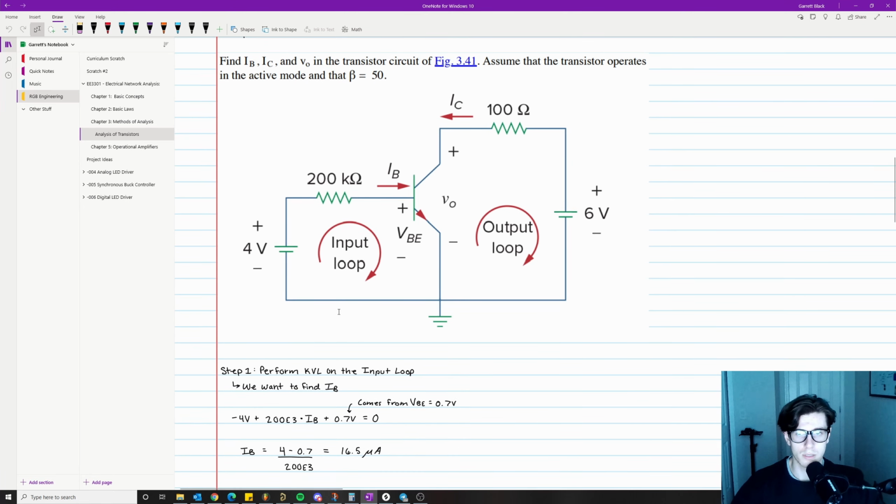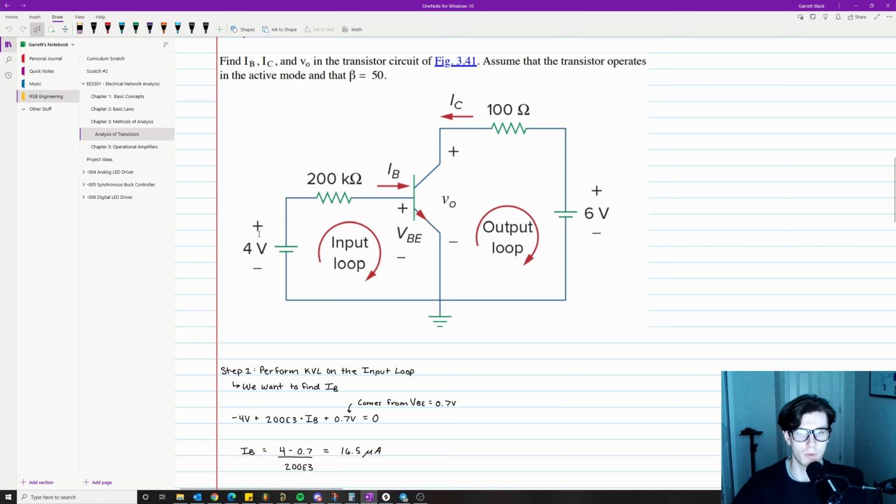Okay, so the steps of solving a problem like this: the first one is to perform Kirchhoff's voltage law on the input loop. We want to find the base current. Remember I said that the base current is the key to understanding every transistor circuit. So what Kirchhoff's voltage law on the input loop looks like is we're going clockwise. So we go minus to plus, minus 4 volts. And then this is going to be plus to minus: we have 200 kilo ohms times IB. That's what that voltage is in terms of Ohm's law.